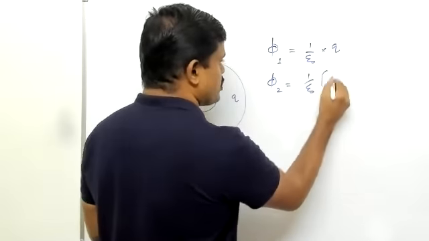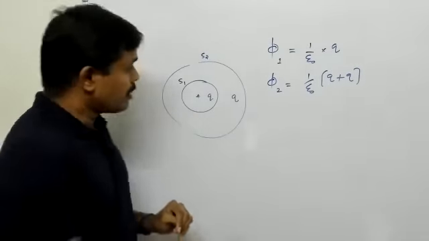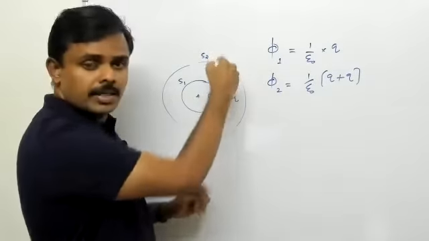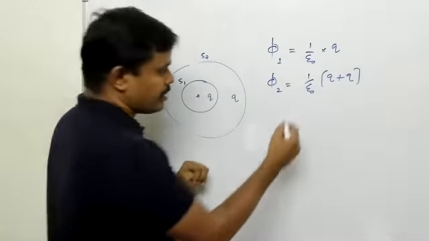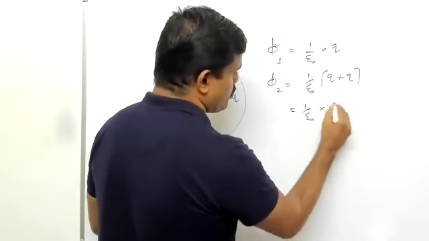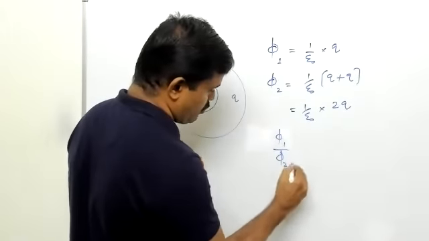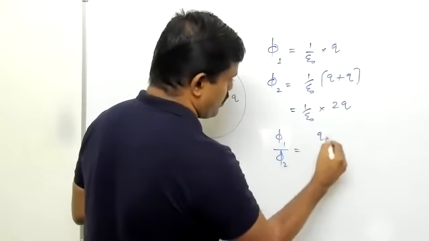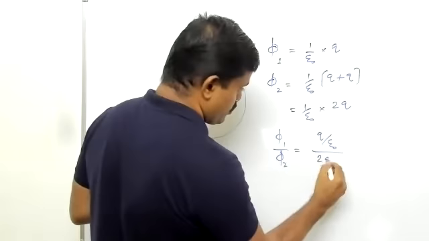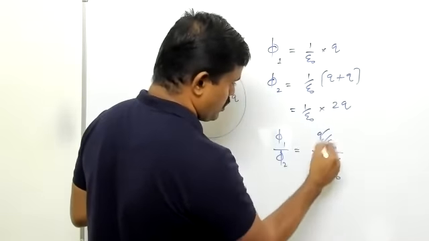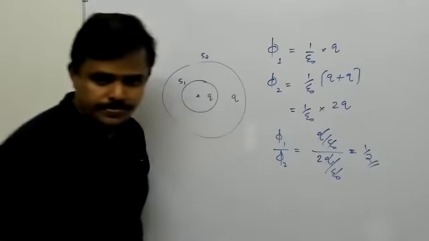1 by epsilon 0 into Q plus Q. Why did I take Q plus Q? Because when you look at the outer sphere, both the charges are enclosed, Q and Q. Am I correct? So that makes it 1 by epsilon 0 into 2Q. So if I take phi 1 by phi 2 ratio, which is the question, I get what? Q by epsilon 0, first one. Second one is 2Q by epsilon 0. Q and Q are cut, epsilon 0 cut. The answer is 1 by 2.